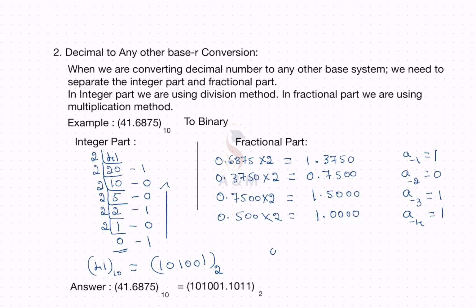Therefore, 0.6875 to the base 10, which is equal to 0.1011 to the base 2 when it is converted into binary form. Now, the answer will be 41.6875 to the base 10 when it is converted into binary, we get 101001.1011 to the base 2 as a final answer.